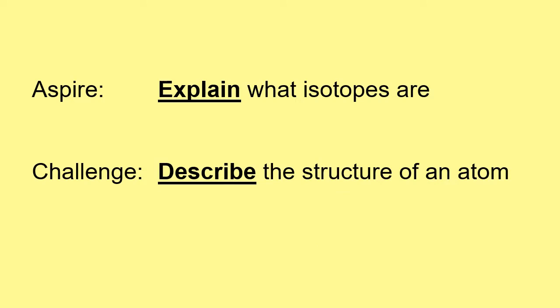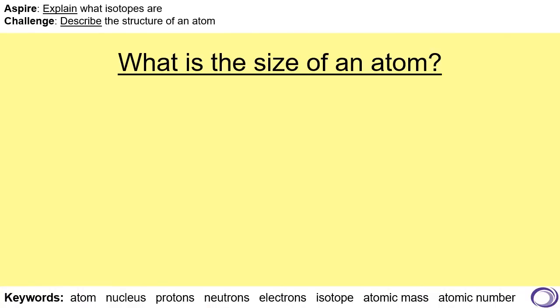So in this first lesson, we are going to first describe the structure of an atom, and we're going to practice drawing some atoms and look at what information we can get from the periodic table about atoms. And then in the second part of the lesson, we're going to explain what isotopes are. So let's see what we remember about atoms.